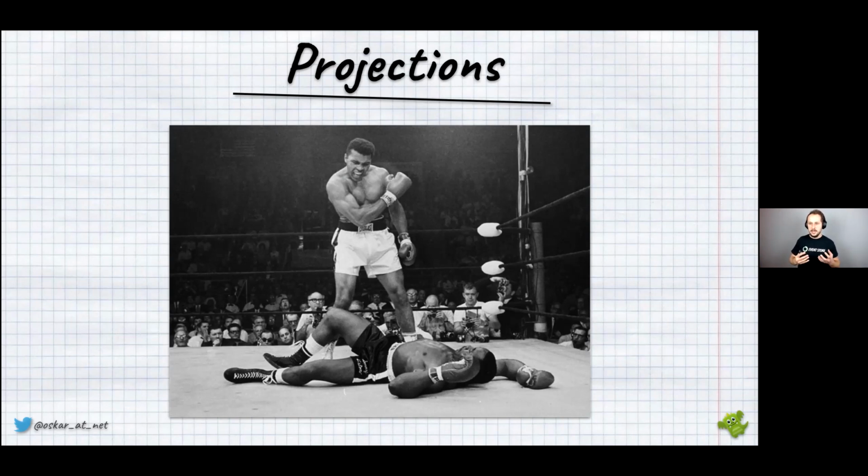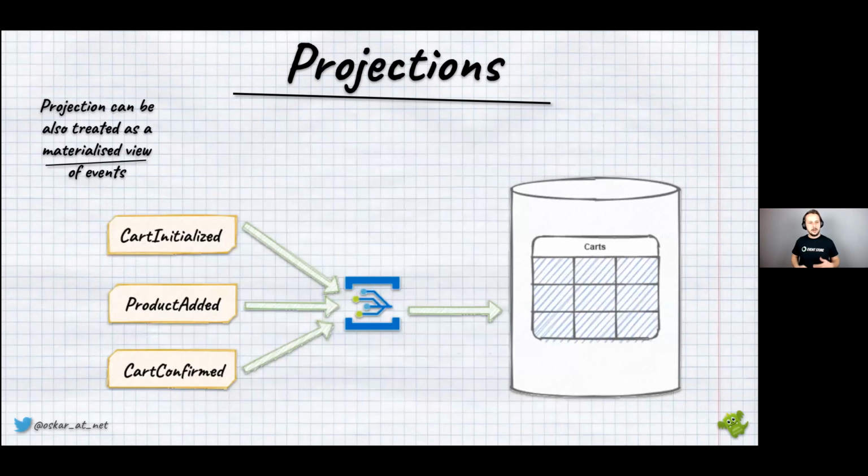So as you can see, the same fact can have multiple different interpretations. And it's precisely how projections work. So we are just taking a set of events, interpreting them, and getting the result. And typically, the result is a new materialized state.